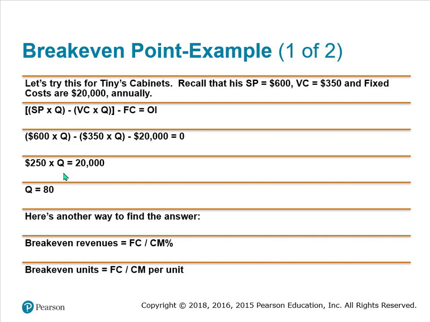So when Tiny Cabinet sells 80 cabinets, then operating income would be 0. Okay, the contribution margin would be 20,000 and the fixed costs are 20,000, so there would be nothing left. Another way to find it though is just take fixed costs divided by the contribution margin per unit. All right, so our fixed costs were 20,000, right?